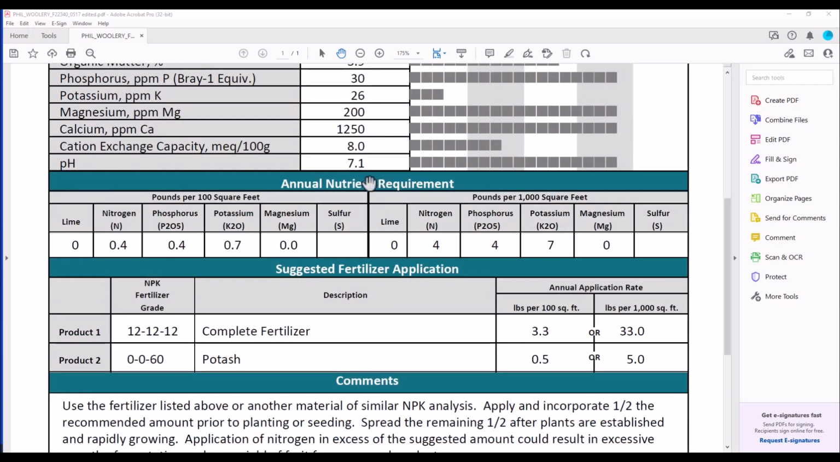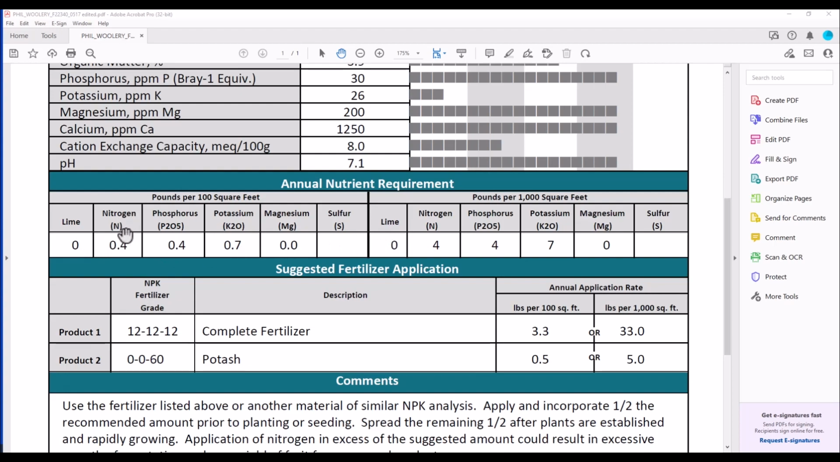So here in this section, we have the annual nutrient requirement. These are the general recommendations, what we're going to need of these nutrients to grow a vegetable garden. It's listed in two different rates: pounds per 100 square feet and pounds per 1,000 square feet. So you can use either depending on the size of your garden. Lime, I mentioned, is basically the calcium, and that'll affect your pH. And so they're recommending adding 0 lime.